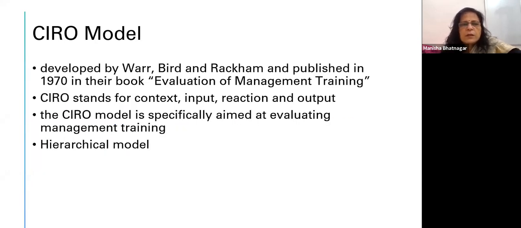So the next model that we have is the CIRO model. It was developed by Warr, Bird, and Rackham, and it was published in 1970. And the book is Evaluation of Management Training, and you can find the model there. CIRO stands for context, input, reaction, and output.